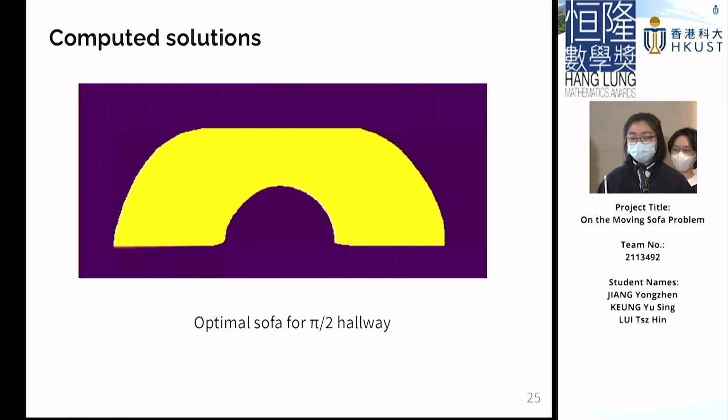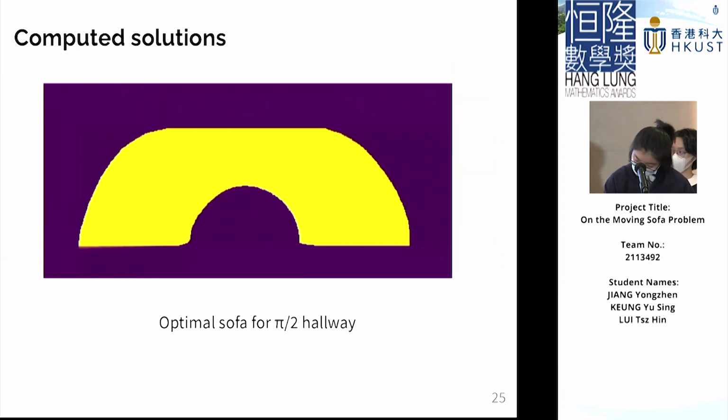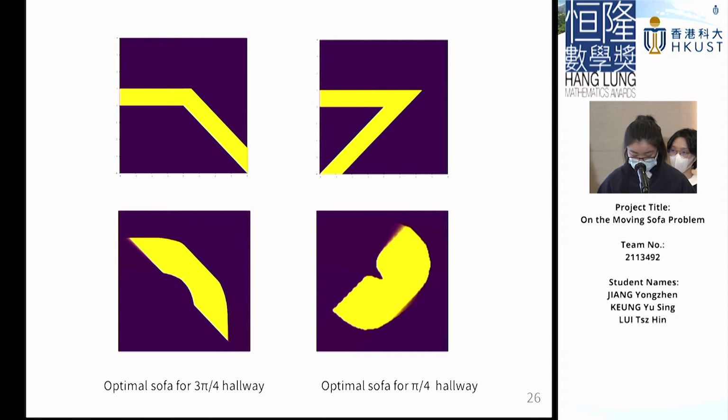Now for the pi/2 hallway, this is our generated sofa. As you can see, this is Gerver's sofa. It is a piecewise function of 18 curves, and our program calculated that the area is accurate to 3 decimal places. Now for the 3π/4 hallway and the π/4 hallway, these are our sofas. They look quite similar to the classical sofas, which is why we believe that these may be the optimal solutions.